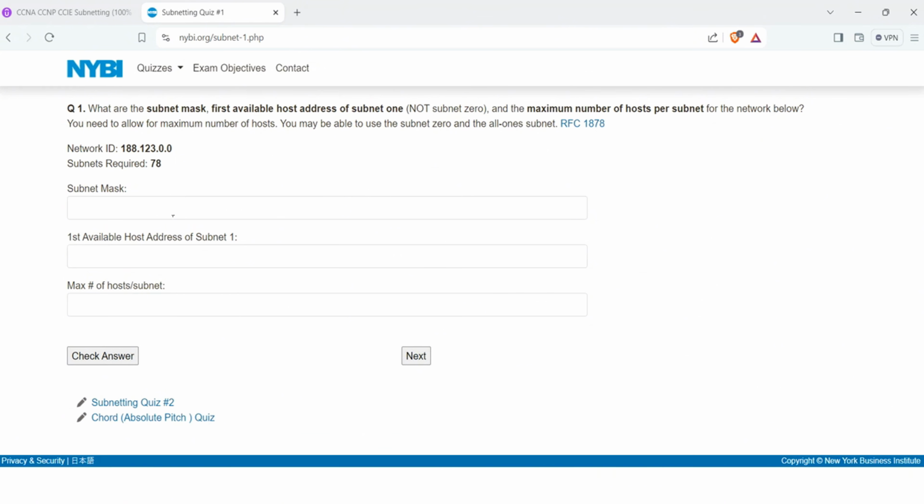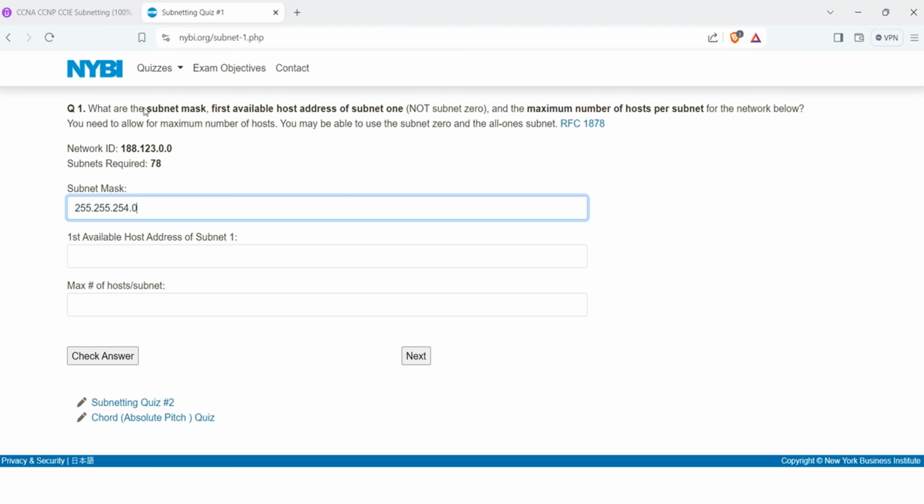Okay, this is a class B. So if it's a class B, what is the subnet mask? 255.255 dot what? Okay, looking for 78 networks. Okay, 2 to the 5 is 32. 2 to the 6 is 64. No, that's not good. 2 to the 7 is 128. So I need to borrow 7 bits. Which are the bits? 128, 64, 32, 16, 8, 4, 2. So I get what? 254.0.